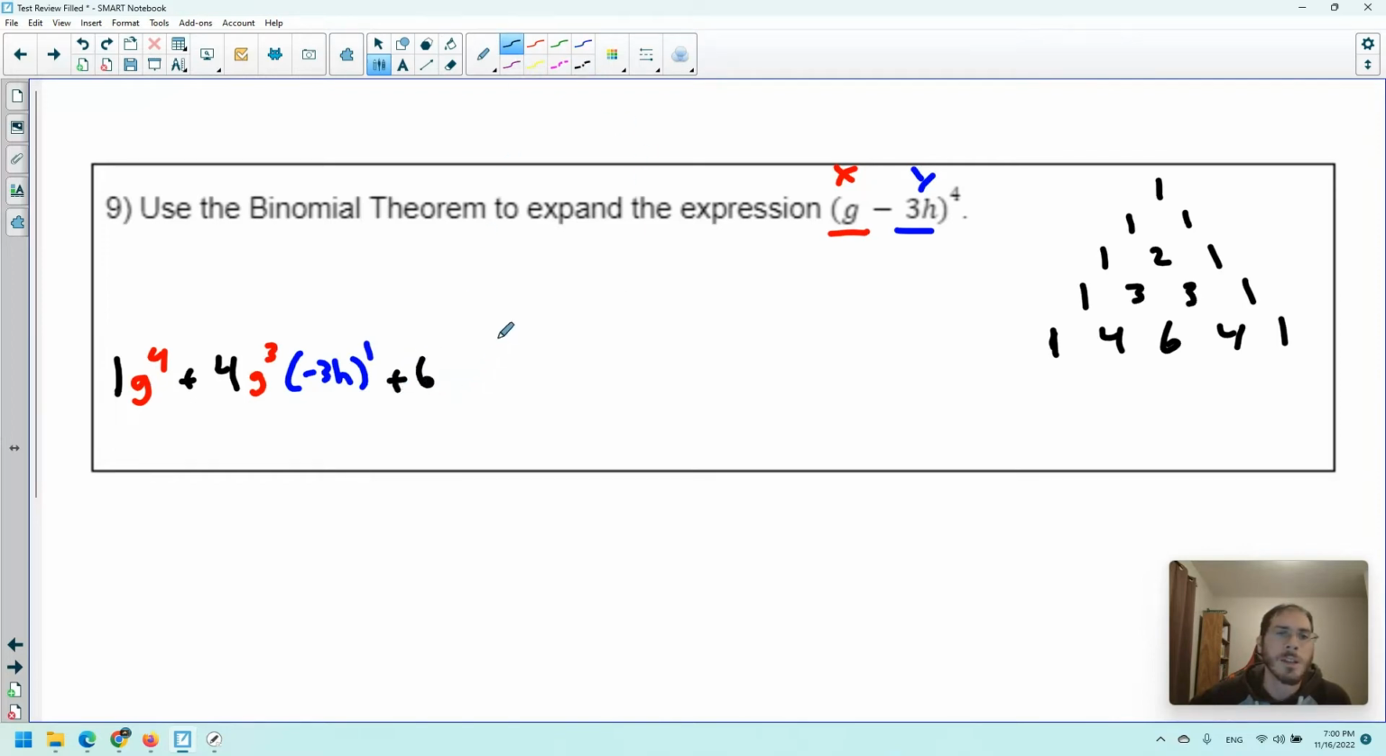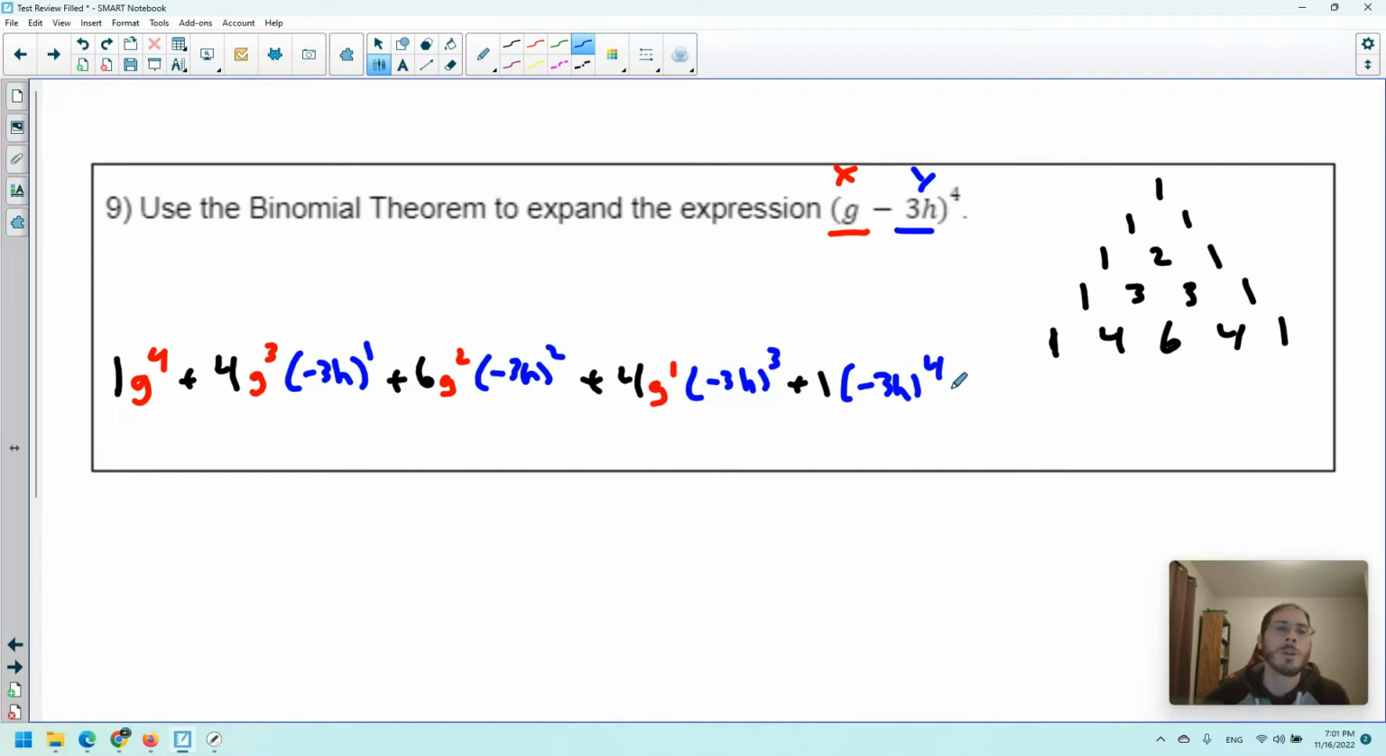All right, next one we got is 6, because 6 is our number over here. Counting the g's down, so g goes from 3 to 2. Negative 3h's count up from 1 to 2. Now I got a 4. G's are counting down, so g to the 1st. The negative 3h's are counting up, so negative 3h to the 3rd. And then at the end, I got a 1, it's my 1 from the triangle. I'm out of g's, so I don't need to write g anymore. But I have negative 3h to the 4th power. All right, so then what we want to do is try and simplify it if we can.